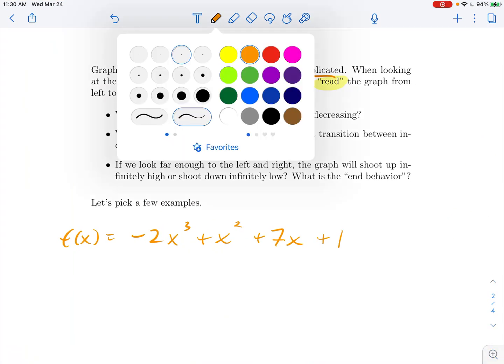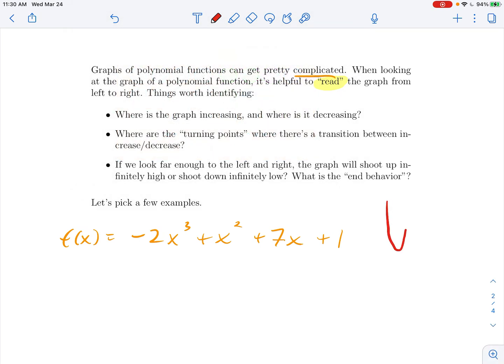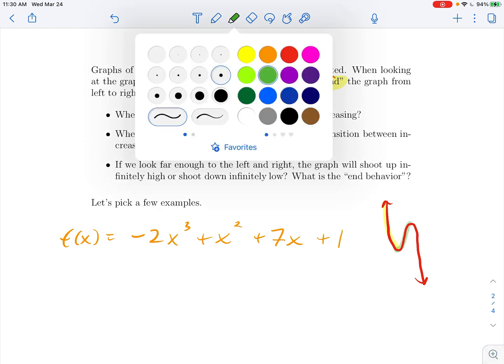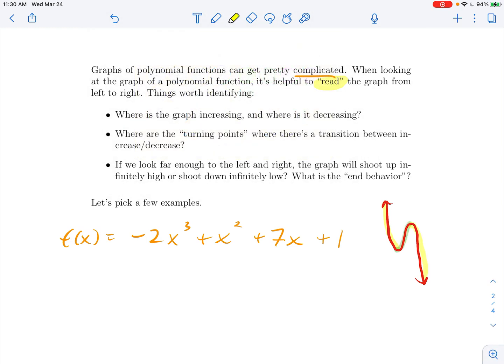So the rough graph here, it looked something like so. Moving left to right, it's decreasing, then increasing, then decreasing. That kind of is a rough description of the behavior. There's a turning point here and a turning point here. And the end behavior is what's happening at the ends. There's some wiggle in the middle.